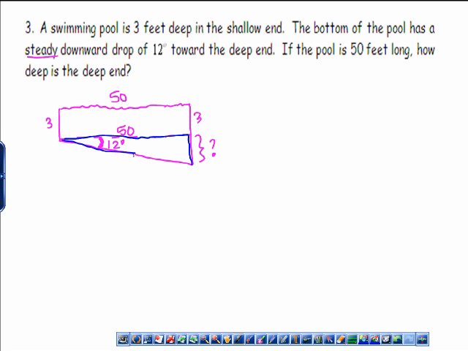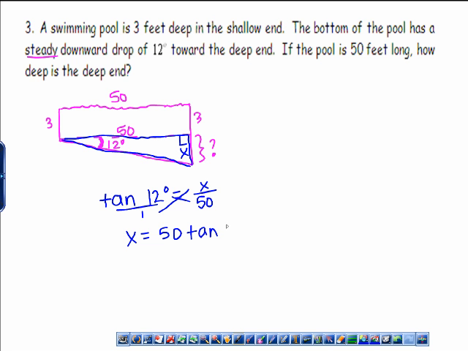You may find this helpful when you're drawing these pictures yourself. Here we have a right triangle. I have a 12-degree angle. I have that the adjacent is 50, and what I'm trying to find is the opposite. Now, that's not going to be my final answer, but it's going to be a step. So again, I'm going to use tangent. Tangent of 12 degrees is going to equal x over 50. I put that over 1 and cross multiply. My answer will be x equals 50 tan 12.